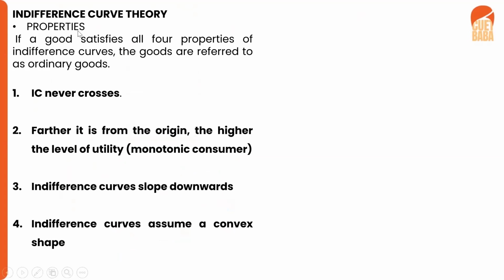So here we can see first all the properties. If a good satisfies all four properties of indifference curve, the good is referred to as an ordinary good. Okay, so here there are four points that have to be mainly focused on. One is IC never crosses. We'll be looking into detail, but I'll just show it with the help of a diagram.